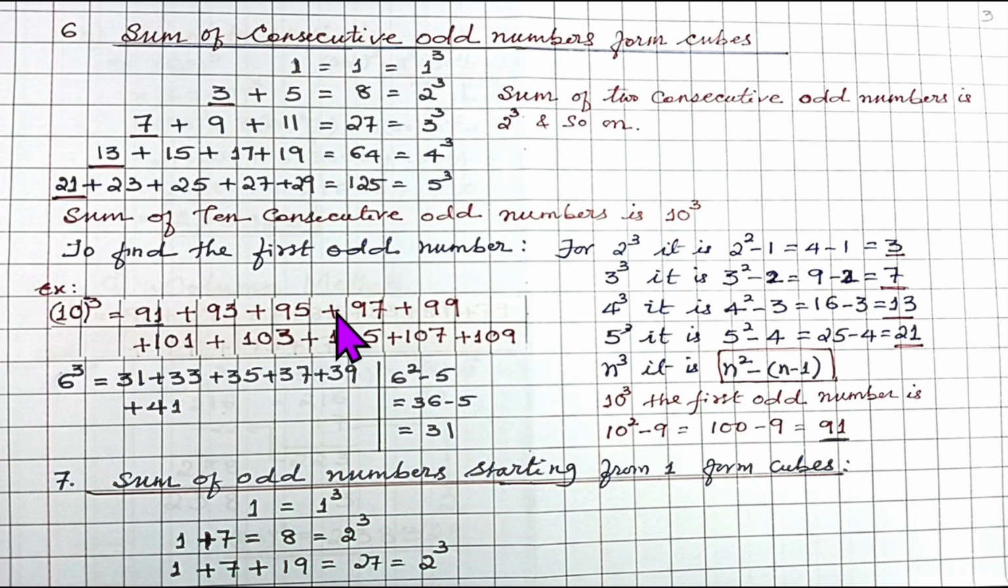91 plus 93 plus 95 plus 97 plus 99, and so on. 10 odd numbers are written. When you add all of them, it becomes 10 cube.